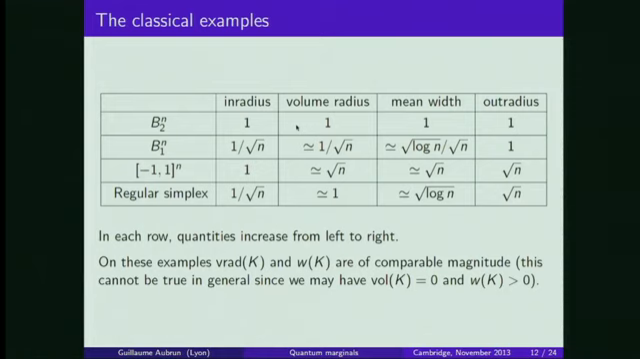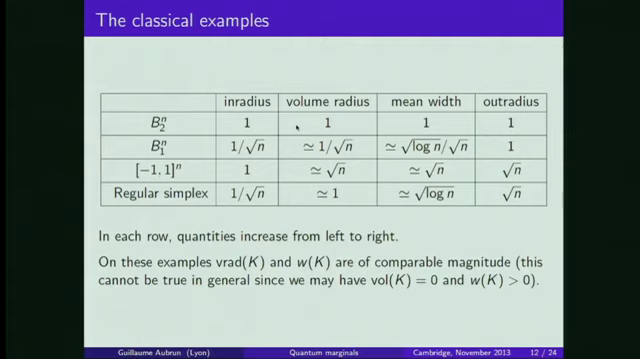So I just plotted here a table where I displayed the classical examples of convex bodies and the values of these different radii that we may associate to them. The first column, the in radius, is the radius of the inscribed Euclidean ball. The last one, the out radius, is the radius of the circumscribed Euclidean ball. And in between, you have this volume radius, which measures the volume, and this mean width.